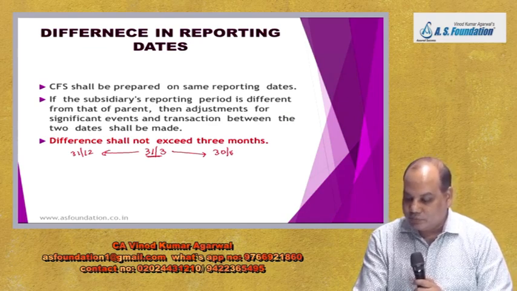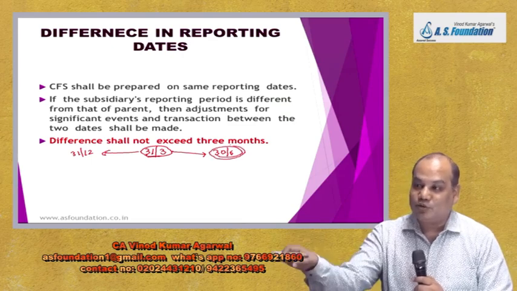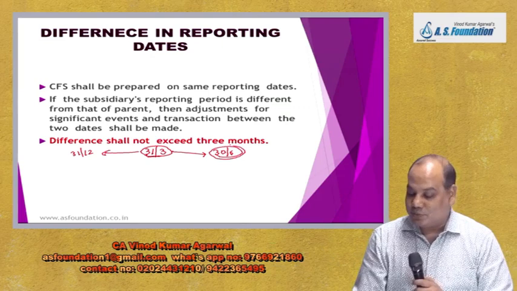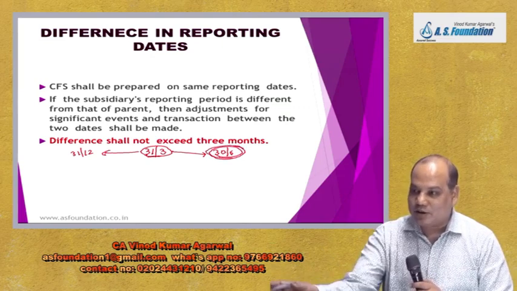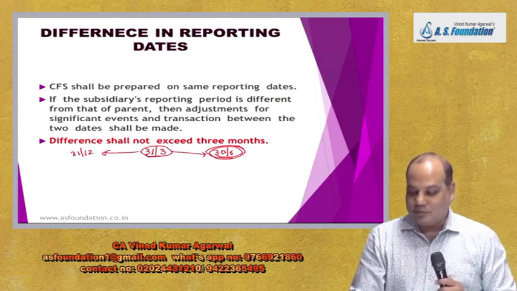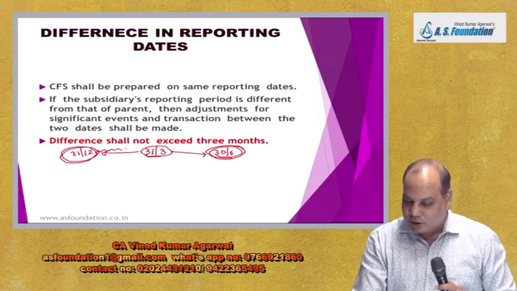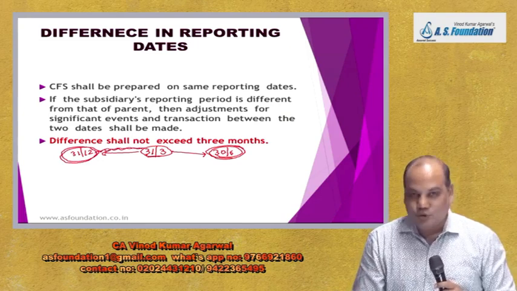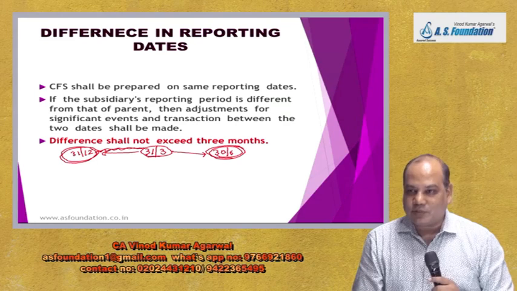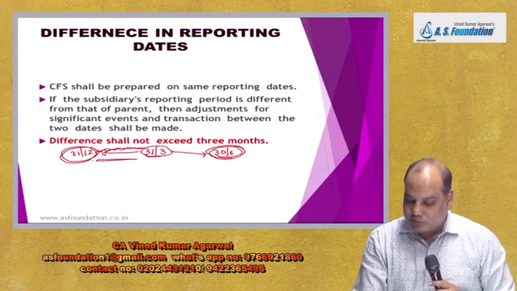previously, because otherwise parent will have to wait till 30th June, and subsidiary is not going to give you the financial statement on 30th June itself. They will take another few months to complete. So practically this will be the year ending date of subsidiary, and they will hand over their financial to you somewhere before 31st March. Any transaction between these two dates will be adjusted.